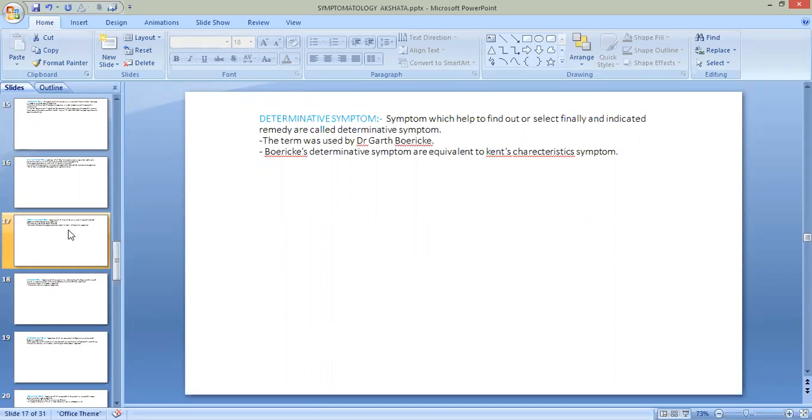Now, determinative symptom. So, what is determinative symptom? The symptom which helps to find out or select finally an indicated remedy is called determinative symptom. This term was also used first time by Dr. Boericke. So it is also called Boericke's determinative symptom, which is equivalent to Kent's characteristic symptom.